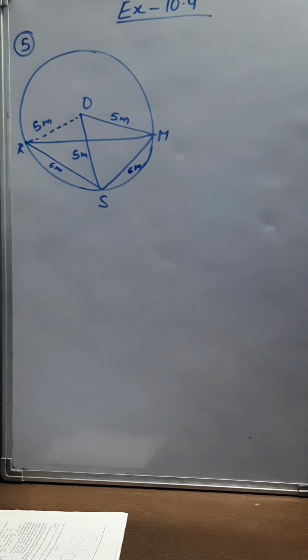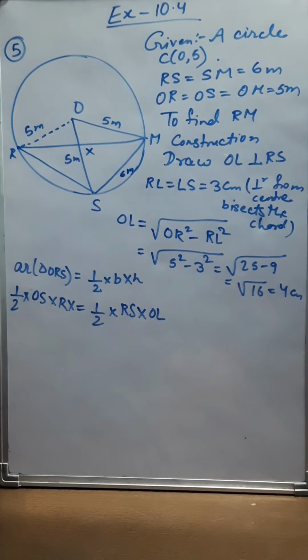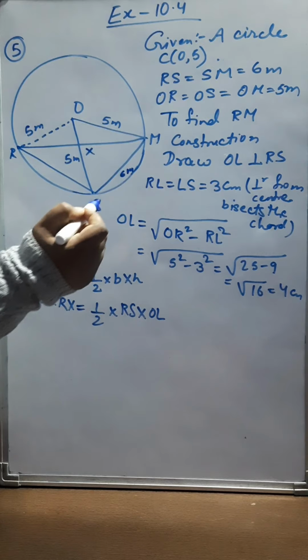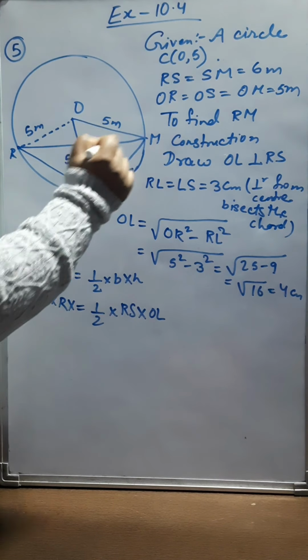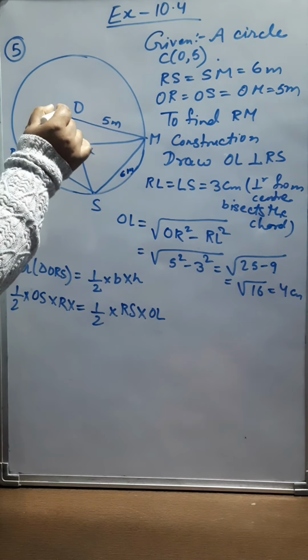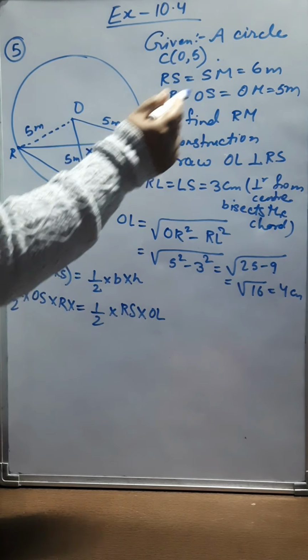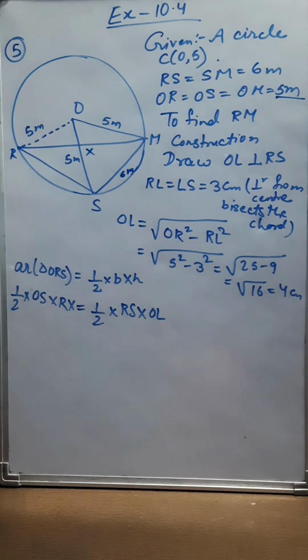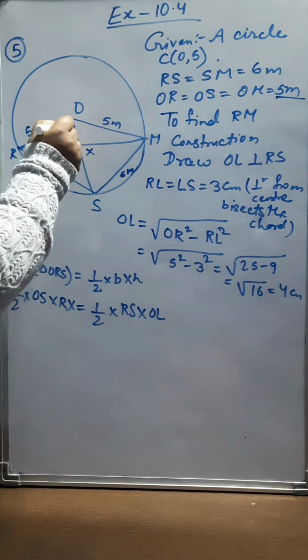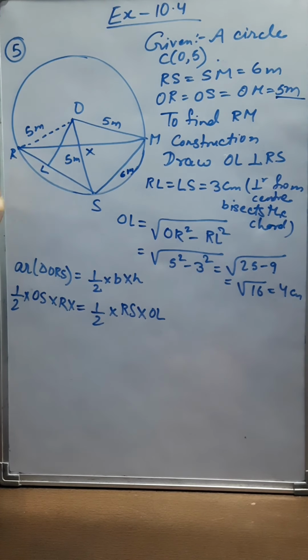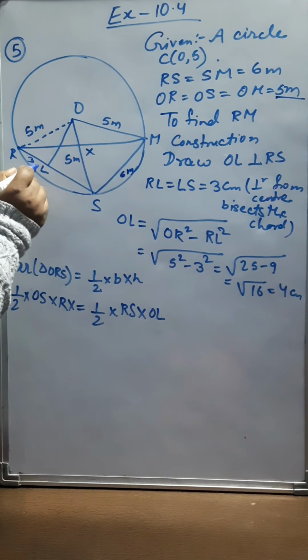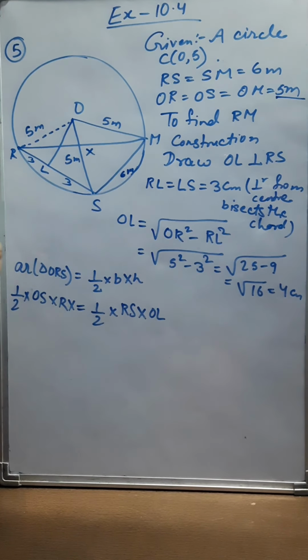So now you see, first we will write the given part. Same thing is written: a circle C(O, 5), where 5 is the radius, RS is equal to SM, both are 6 meter, OR is equal to OS is equal to OM, all are 5 meter because all are radii. Now we have to find RM. For that a construction is done, that we will draw OL perpendicular to RS. The RS length was 6 meter. So RL is 3 and LS is also 3, because we know that a perpendicular from the center bisects the chord.